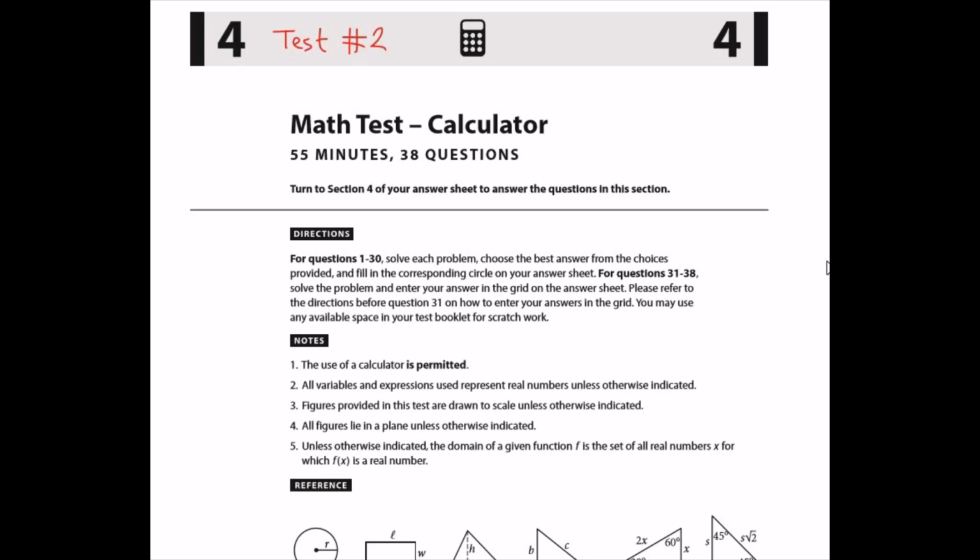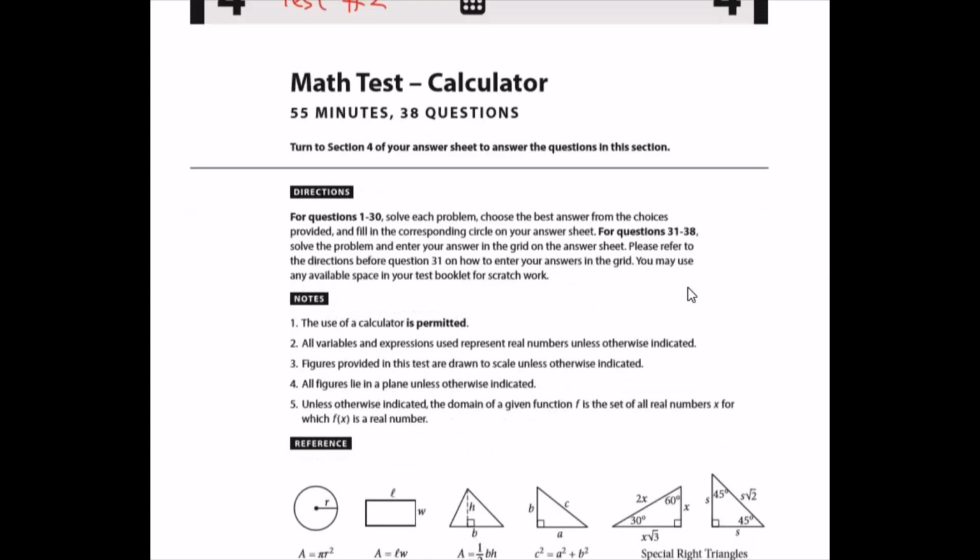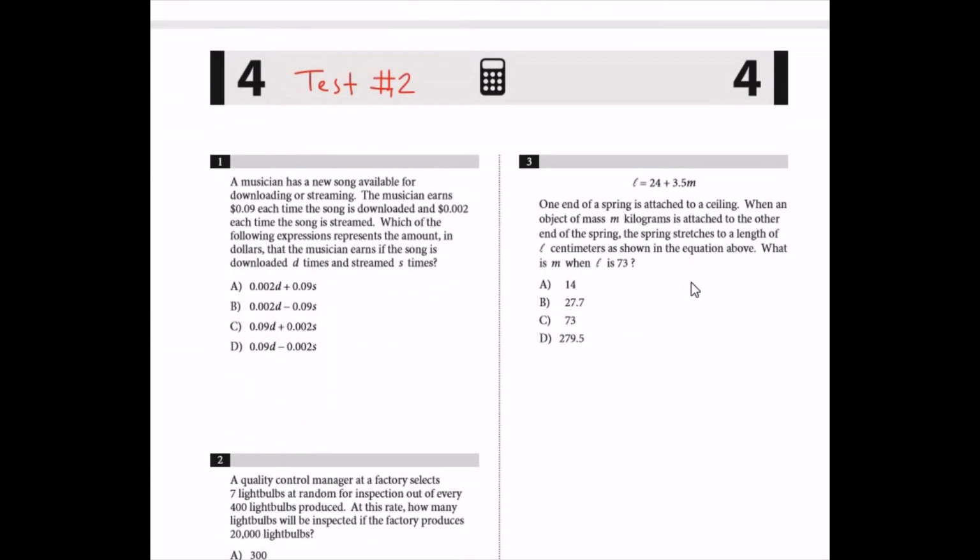Test number 2, section 4, calculator part. Question number 1.